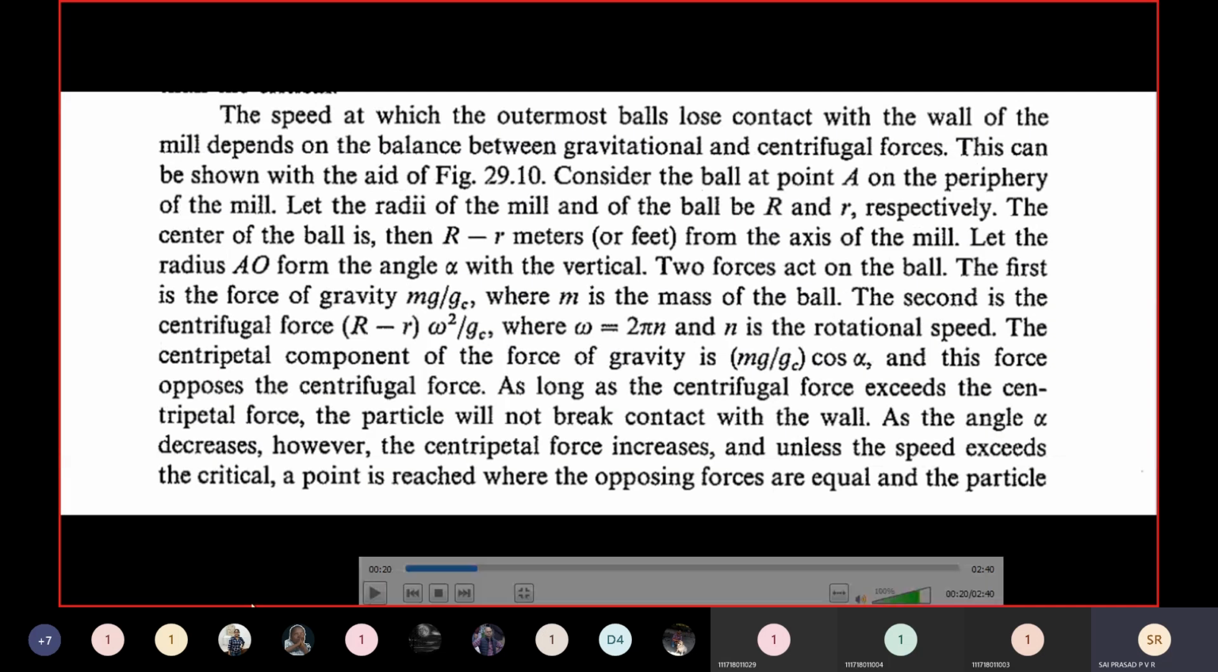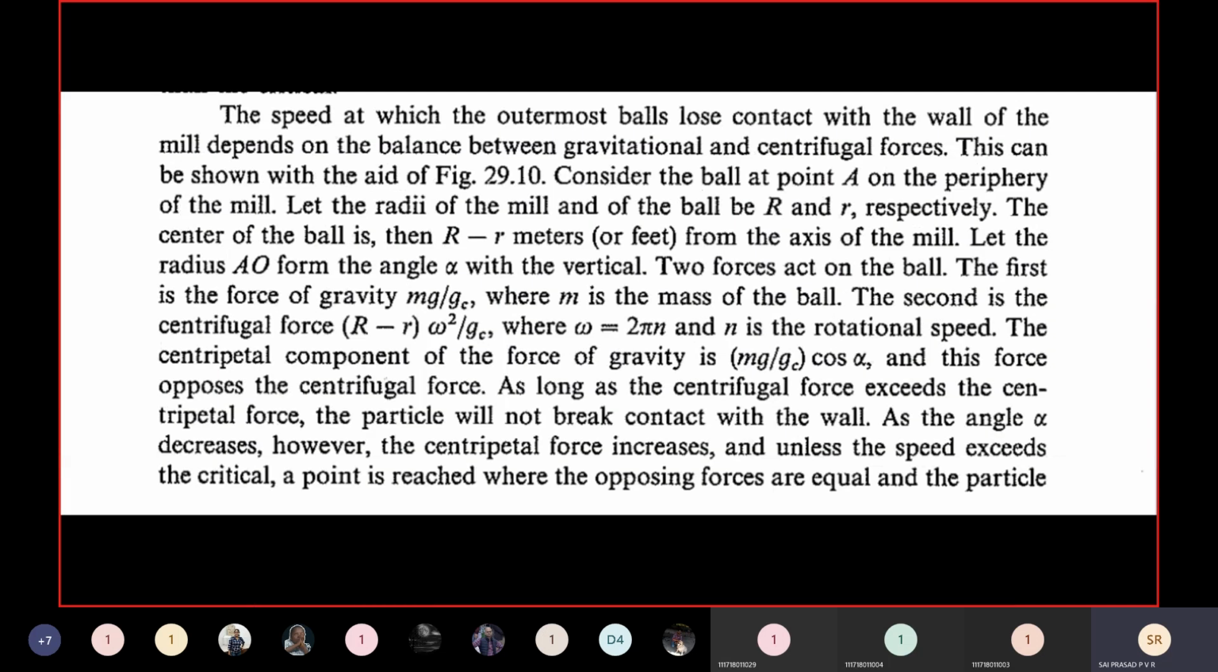Next, the speed at which the outermost balls lose contact with the wall of the mill depends on the balance between gravitational force and centrifugal force. This is the only physics principle used in here. Whenever an object is in a revolving body, it will be experiencing a rotating field. It will be experiencing a centrifugal force.